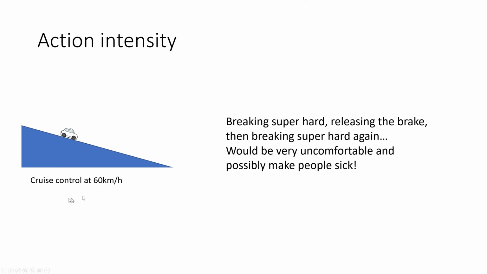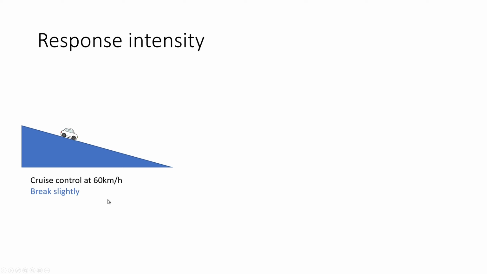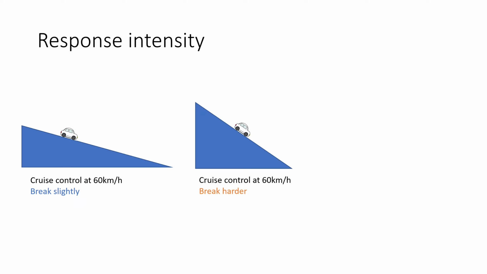So what we might want to do in this case is to brake the car just slightly so that it keeps going at 60 kilometers per hour with no change in acceleration. And if the slope's more steep, then we want to brake a little bit harder so that again the car goes down at 60 kilometers per hour.